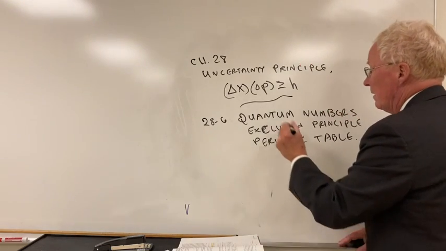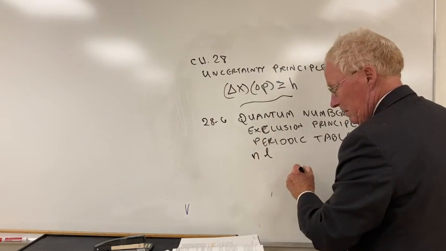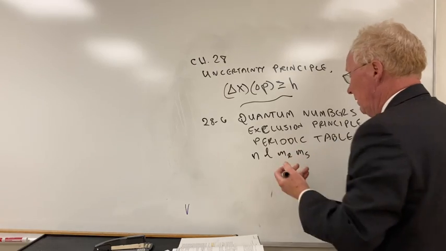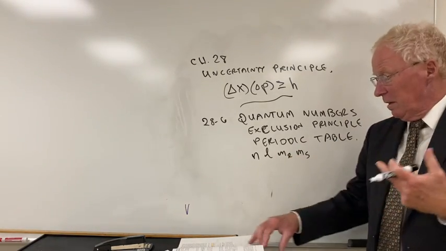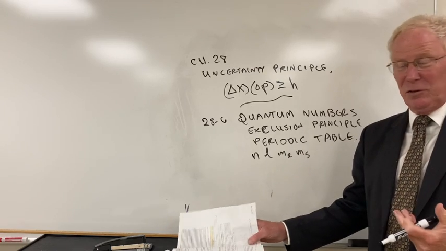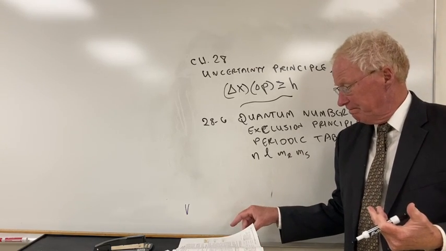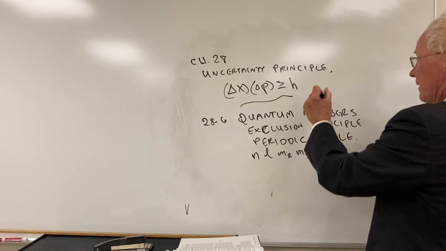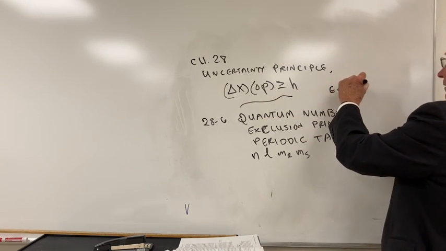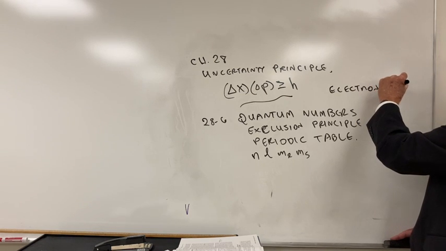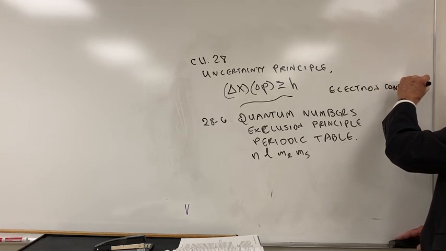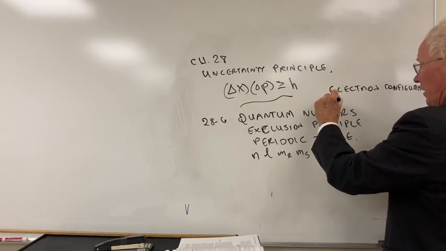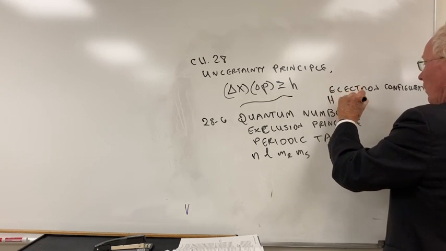We get different numbers, n, l, m sub l, and m sub s, which are the 4 quantum numbers to account for electrons. And from there, we end up with the periodic table and electron configuration. So like for hydrogen, it's just 1p.